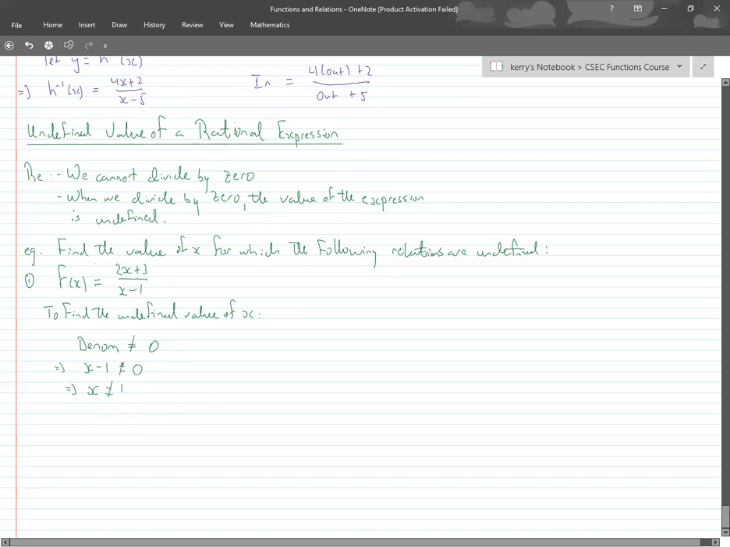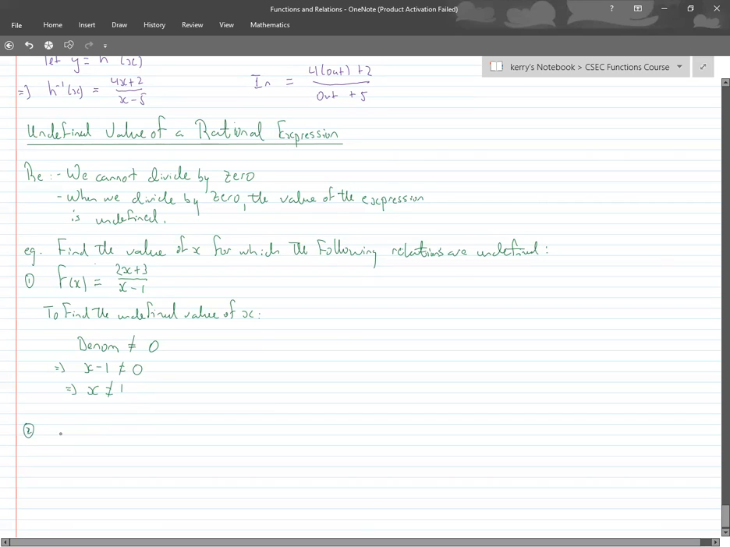Now, in case you don't know, this symbol means is not equal to. So what this is telling us is that x cannot be equal to 1. The reason is that if x is 1, the denominator becomes 0 because 1 minus 1 is 0, and we can't divide by 0. So the undefined value of x is 1. x cannot be equal to 1.